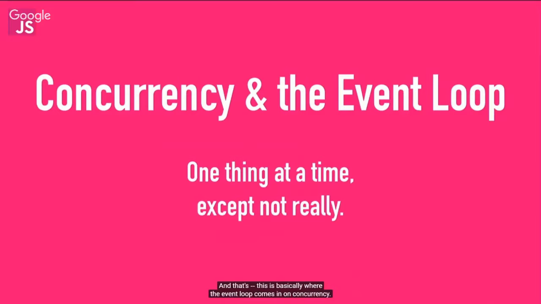And this is basically where the event loop comes in, and concurrency, right? So I've been kind of partially lying to you and telling you that JavaScript can only do one thing at a time. That is true. JavaScript, the runtime, can only do one thing at a time. It can't make an AJAX request while you're doing other code. It can't do a setTimeout while you're doing other code.